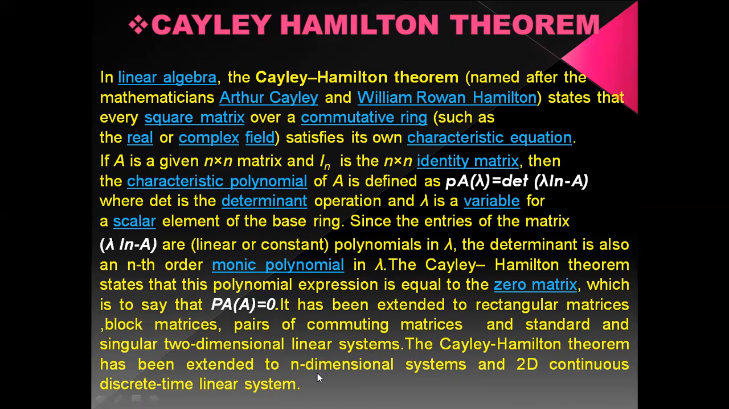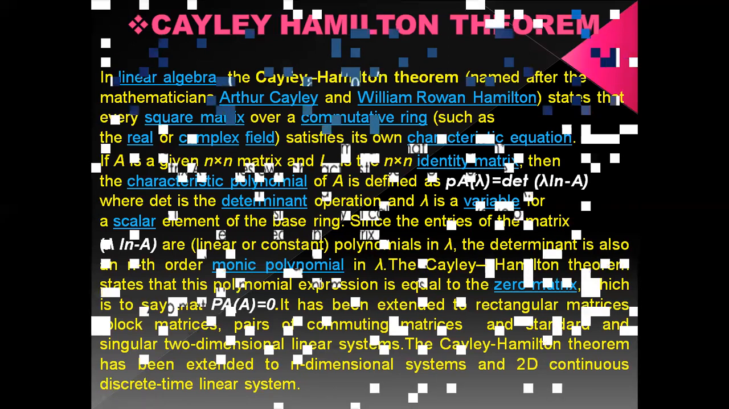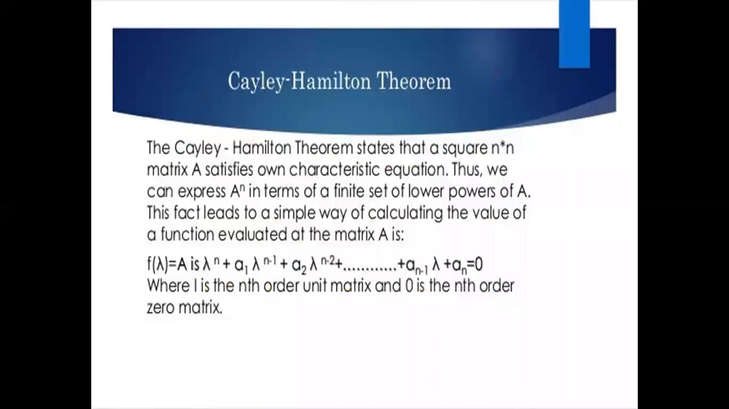The Cayley-Hamilton theorem has been extended even to n-dimensional systems and to continuous and discrete time linear systems. This is about our Cayley-Hamilton theorem. This is the continuation of the Cayley-Hamilton theorem, which states, what is the Cayley-Hamilton theorem? It states that a square n by n matrix A satisfies its own characteristic equation. Thus, we can express A power n in terms of a finite set of lower powers of A.